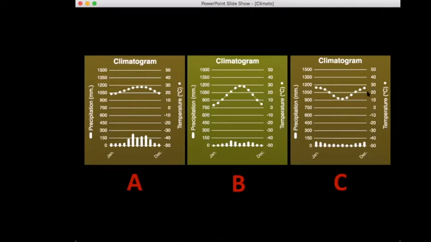Now look at C. Would anybody like to tell me what's going on at C? And how does that give us a clue as to its location? Southern Hemisphere? The Southern Hemisphere, because their seasons are opposite, right? So if you have a bell curve, it's usually the Northern Hemisphere. And if it dips in the middle of the climatogram, it's probably the Southern Hemisphere.